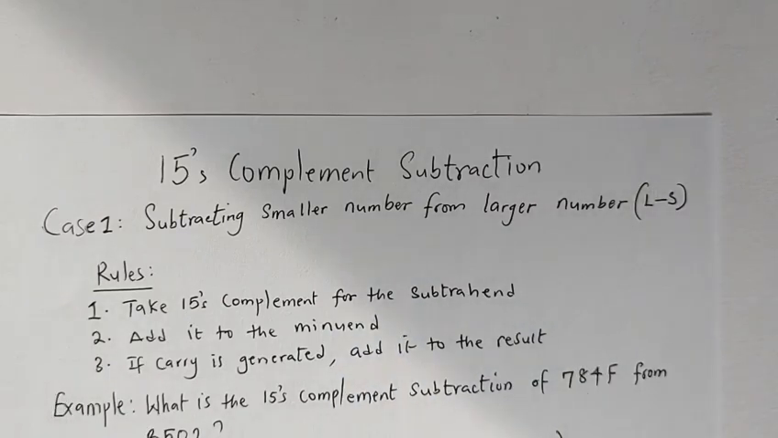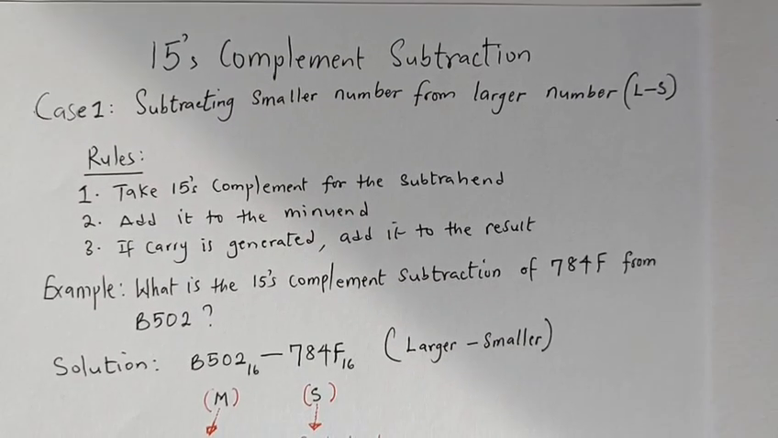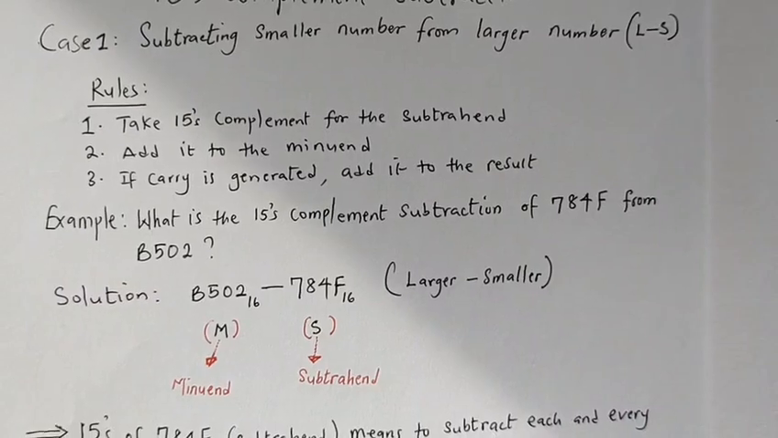Now let's take a look at the rules again. Rule number 1 says take the 15th complement of the subtrahend, and rule number 2 says add the result to the minuend. Rule number 3 says if carry is generated, add it to the result. So what are we going to add to the result? We're going to add the carry to the result. Now let's take a practical example so that we can apply these rules and see how it works.